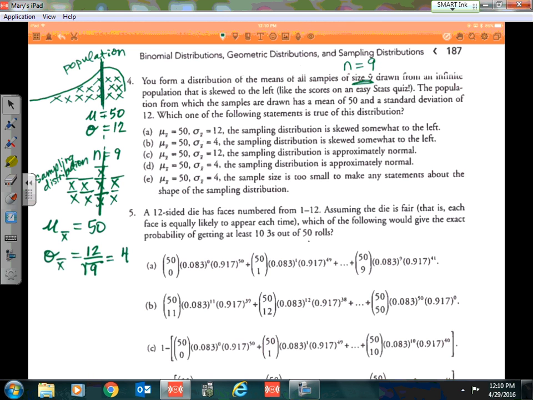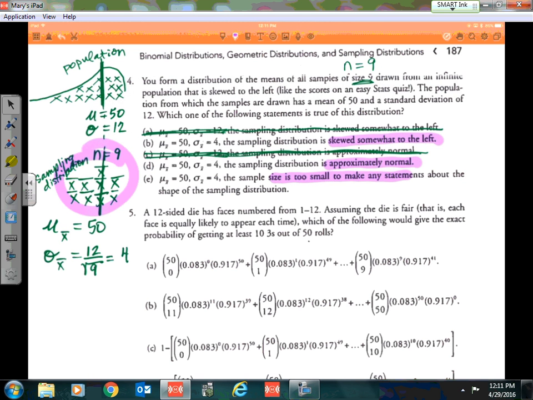All right, so I'm coming over here. Answer choice C and answer choice A are out of the question. Okay. All right, so now we're down to what is the shape of this sampling distribution. The question is, what is the shape of this sampling distribution? Your choices are skewed somewhat to the left, approximately normal, or the size is too small to make any statements.